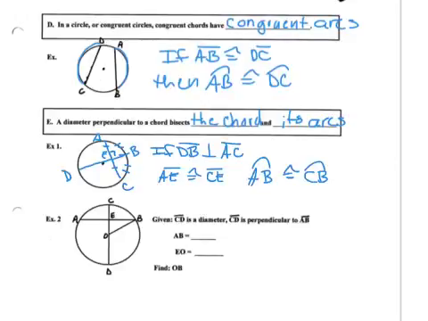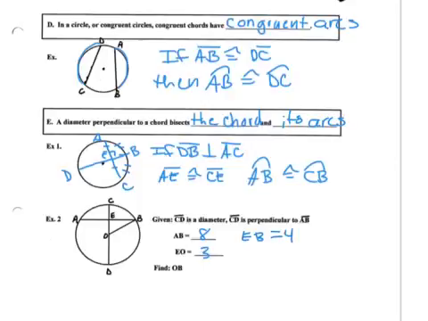So we'll look at this example here. I have given CD as a diameter, and CD is perpendicular to AB. We're going to set up the properties that we had up here. Let's say that AB is 8 and EO is 3. We want to find OB. Well, we know this is a right angle. If AB is 8, that means EB has to be 4.